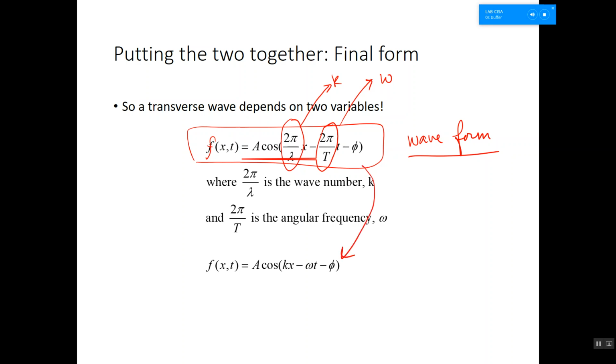So I rewrote that, including my wave number and my angular frequency. So now I have, look, a function that doesn't only depend on x, or not only on t, but both of them together. Okay?